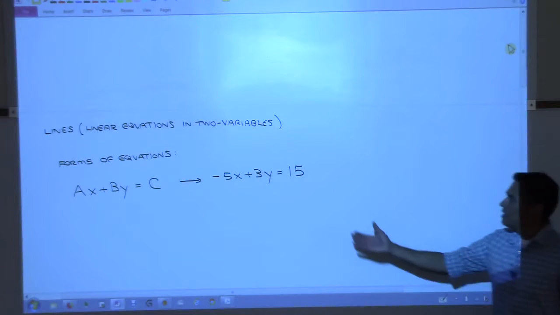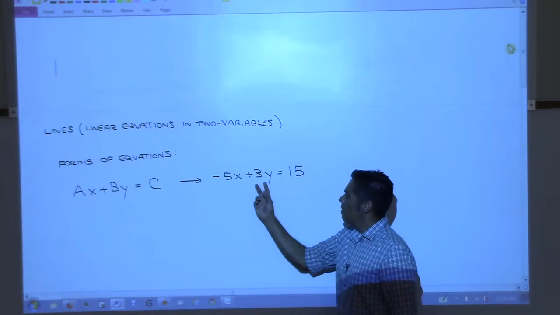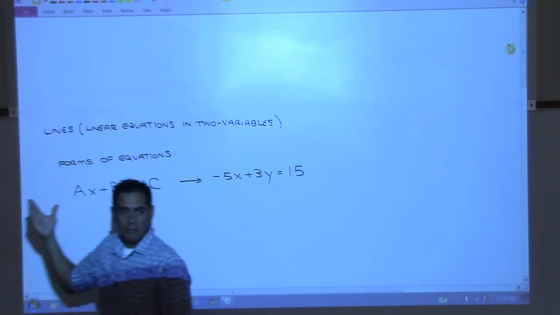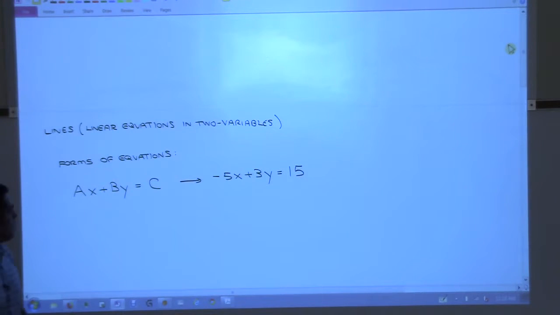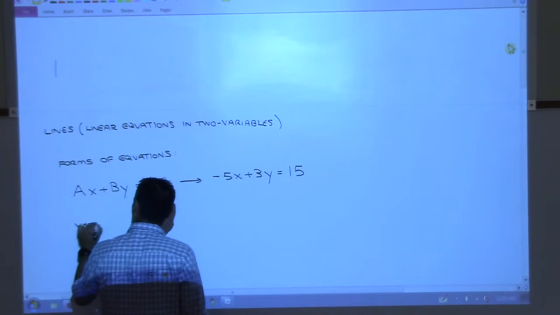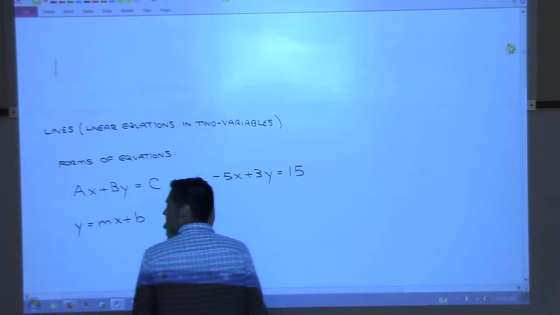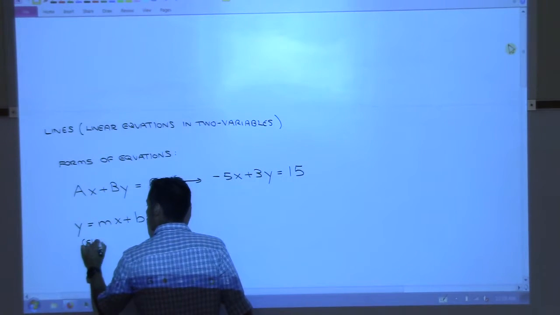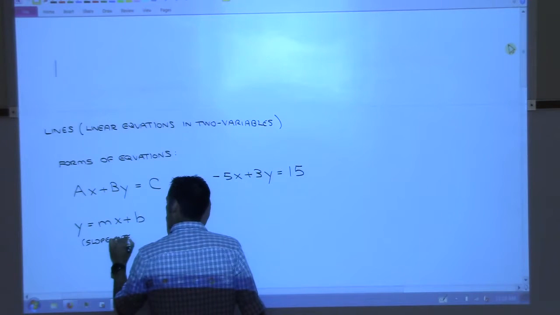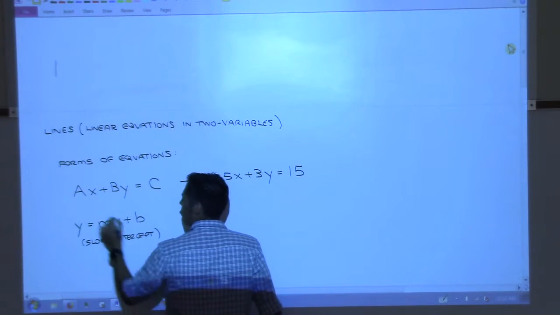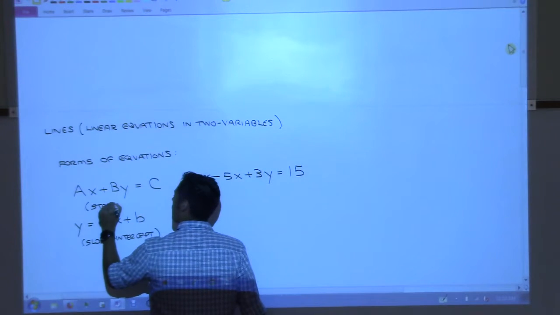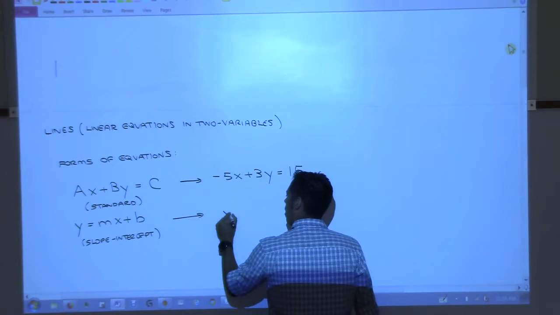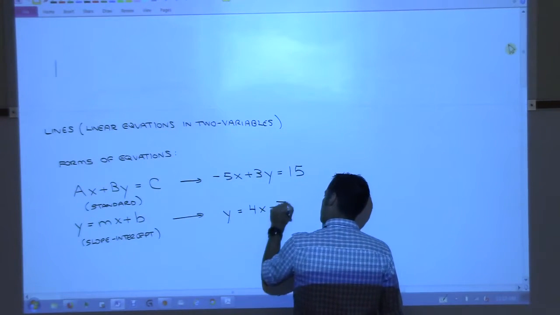Okay, so this equation has two variables in it, and they're both raised to the first power. This is a linear equation in two variables, and if we graph it, we get a line. Okay, so that's one form. Another form, this is one that I think you're familiar with, y equals mx plus b, because we talked about that last class. This is actually called the slope-intercept form. A specific example of this, y equals 4x minus 7.